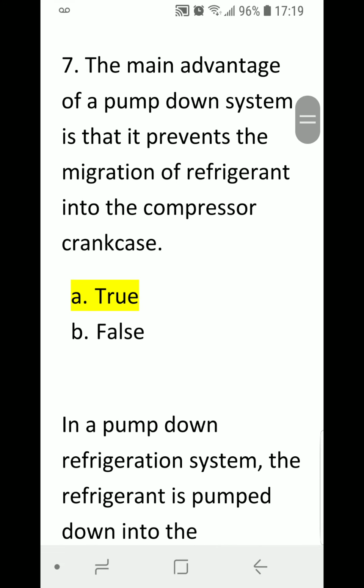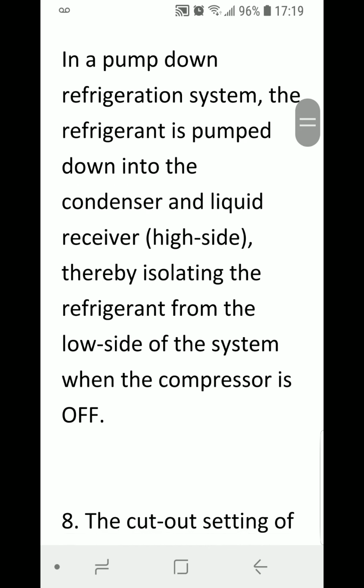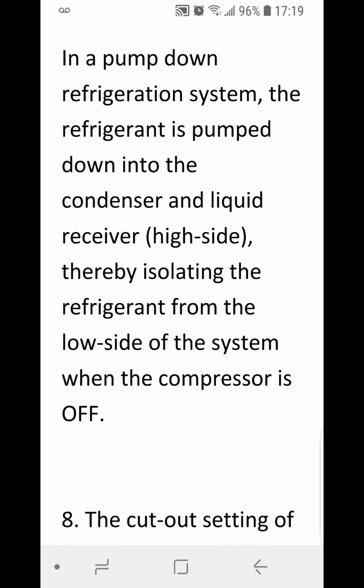Number 7. The main advantage or benefit of a pump down system is that it prevents the migration of refrigerant into the compressor crankcase. A. True. B. False. Correct answer is A. True. In a pump down refrigeration system, the refrigerant is pumped down into the condenser and liquid receiver, high side of the system, thereby isolating the refrigerant from the low side of the system when the compressor is off.